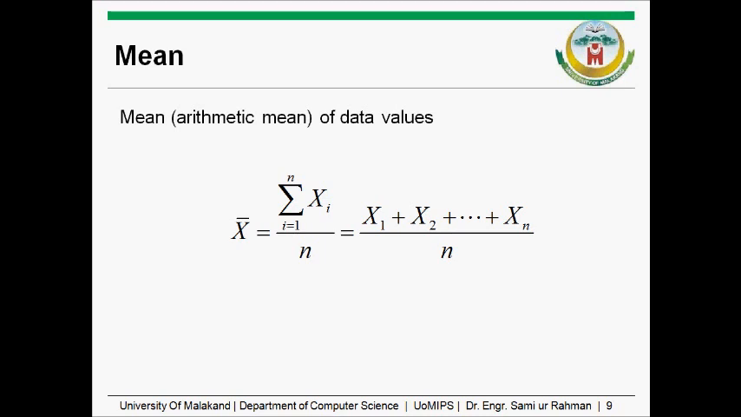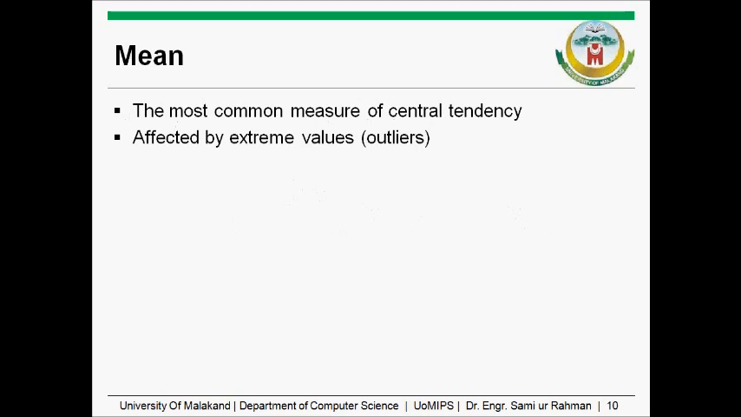I use the word sample. Does everybody understand what sample means? It is a subset of the population. Okay, everybody knows this term sample. Mean is the most common measure of central tendency. Usually, when we refer to something, we usually take the mean.